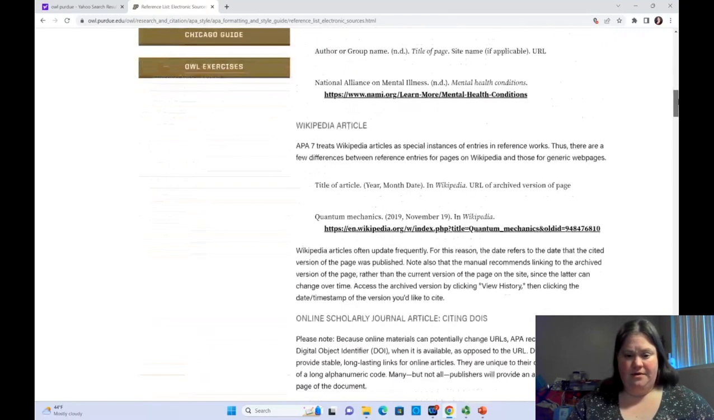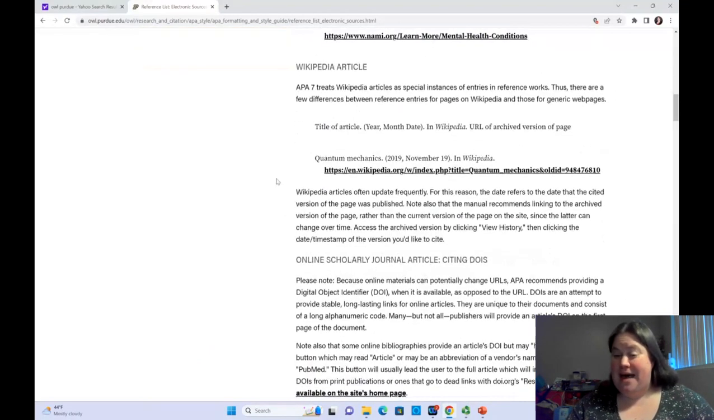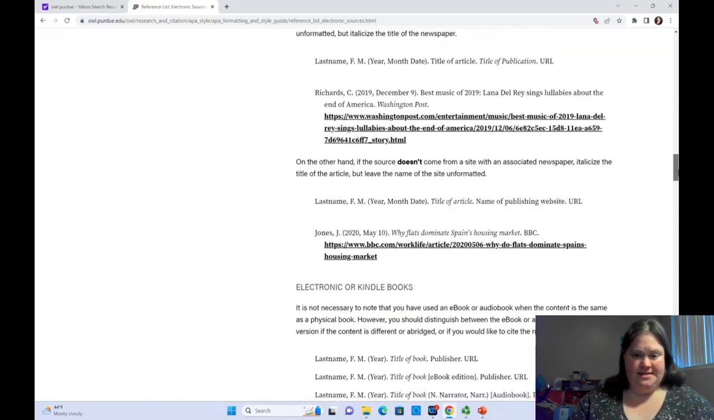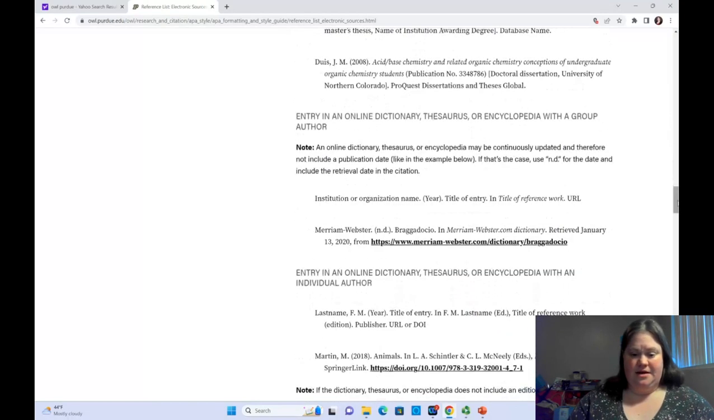We scroll down. I don't recommend doing Wikipedia articles. They are notoriously incorrect, or because they are crowdsourced, you can't always trust the information, so maybe not Wikipedia. I already talked to you about doing DOIs. Let's see, what else do we have on this one? If you're doing an online dictionary, if you're defining something, this shows exactly what you need to do. You have the encyclopedia of big data.